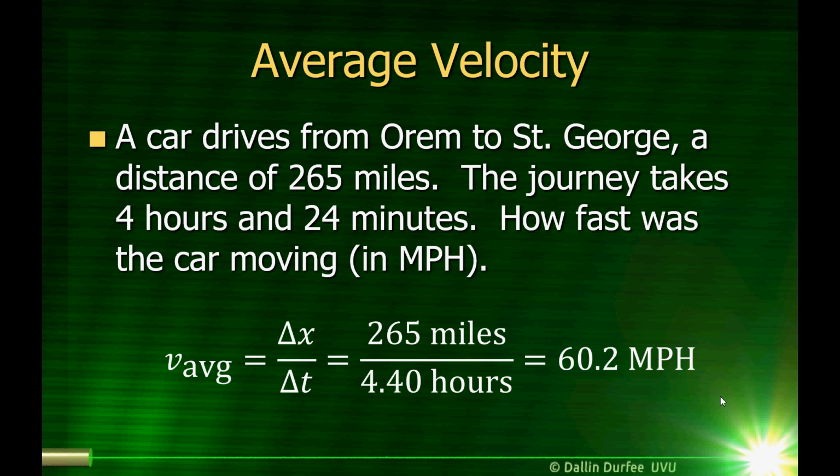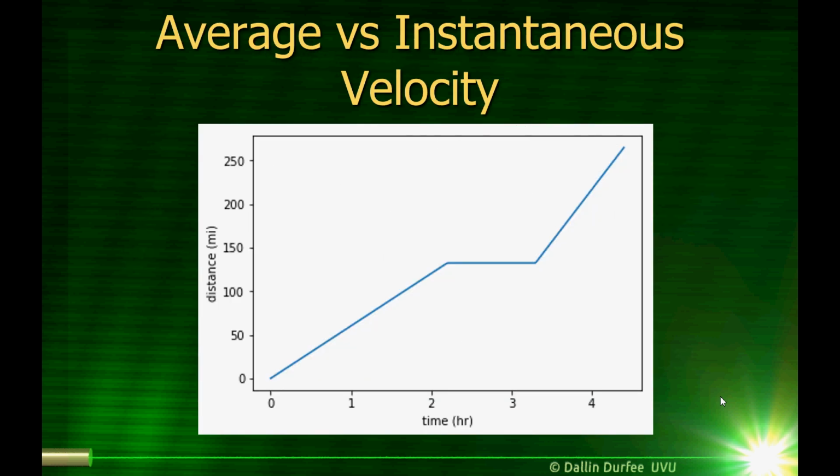But that's the average for the trip. During the trip, maybe the car slows down or speeds up. Its velocity could be different throughout the trip. For example, imagine this is a plot of the position of the car as a function of time, and it takes 4.4 hours to go the distance, but it's not traveling at the same velocity at every moment in time. Here, the car is just sitting still. Time's going by and its position's not moving.